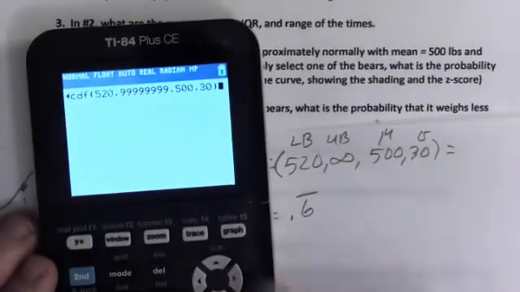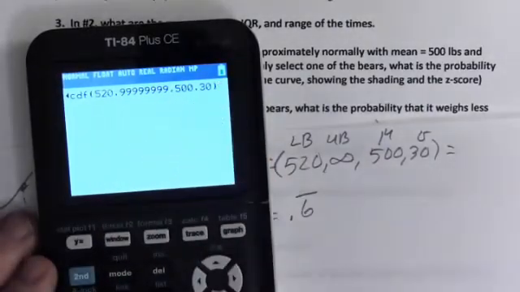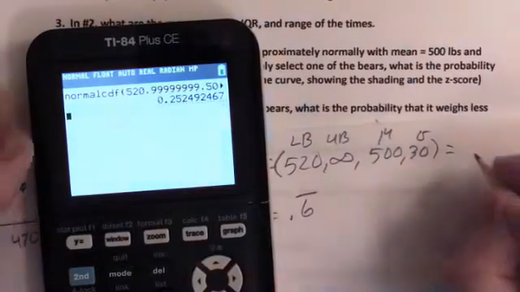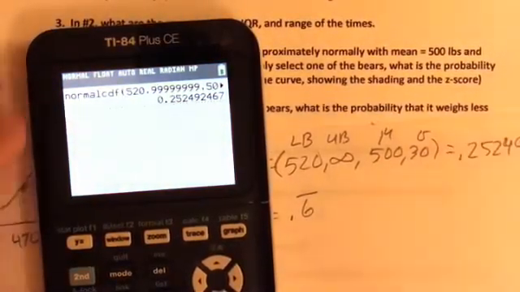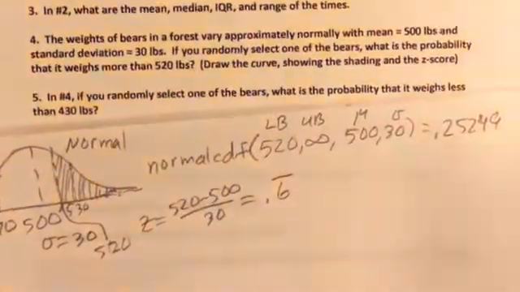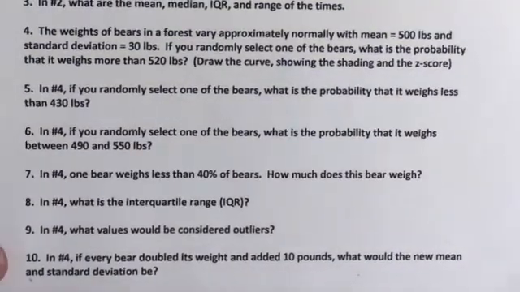And so then some calculators immediately take you to that screen. And so you just enter those 4 numbers with commas in between them. And so that gives me my answer, which is 0.25249. And so that's how you do a normal CDF problem. And so we got a couple more of those, I believe.